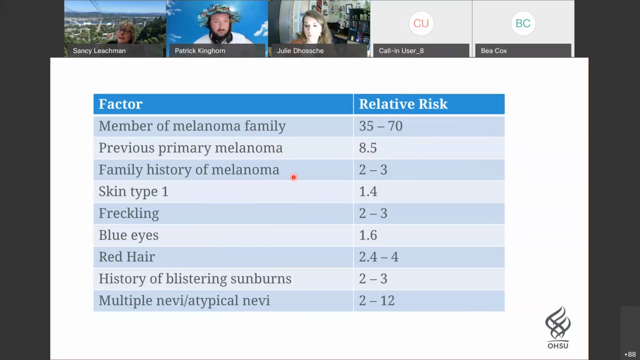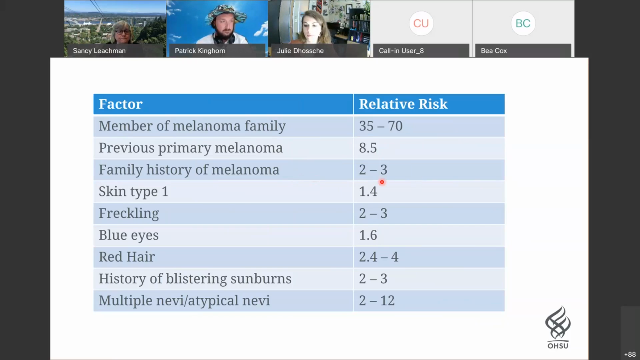If you have a family history, now this is talking about just having one family member, or maybe a couple of distant relatives, not like that big family that I showed you. If you have just a single family member who has had melanoma, then it puts you at a risk of 2 to 3-fold higher than you would have been if you didn't have a family member. That's an effect of the genetics and all the vulnerabilities that may have been passed down to you through that family.